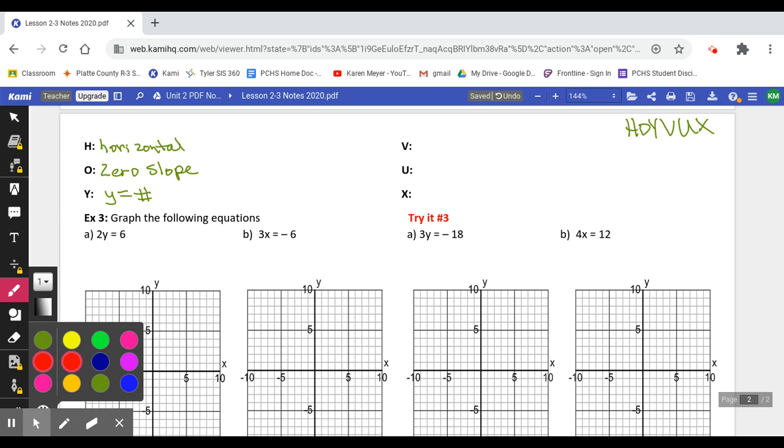Okay, VUX parts. Well, V stands for vertical. U stands for undefined slope. Or remember, if you want to put a 0 with the slash through it, that's the same thing. And X stands for what the equation will look like, which is x equals a number only. So no y in that one, only the letter x.